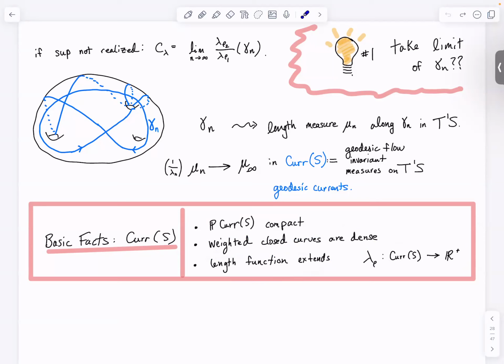Basically, μn was a length measure supported on a closed orbit. Just like the total mass of that measure is the length of that closed geodesic, the total mass of any geodesic current gives you a notion of its length. We can make them probability measures if you want, but no, don't make them probability. Sorry, finite. We don't want to normalize them because then we lose the information about their length.